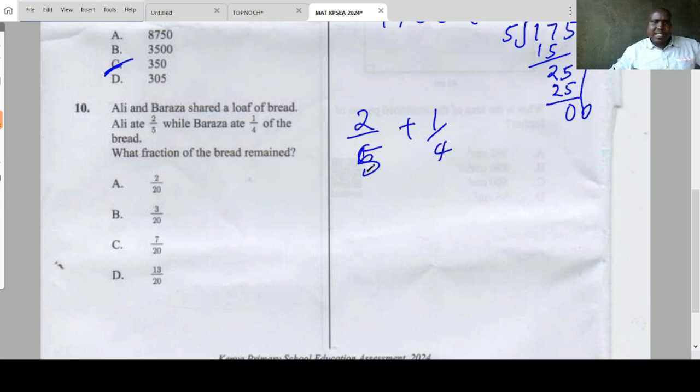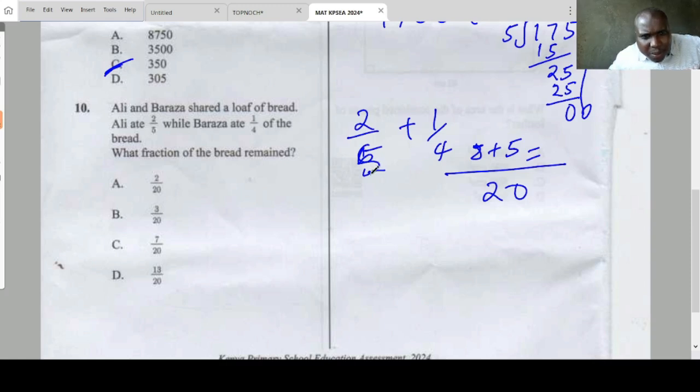So to get the remaining, let's see the total bread that was eaten by Parasa and Ali. So get the LCM. LCM is 20. 20 goes here 4 times. 4 times 2, 8. 4 goes to 20, 5 times. That is 5. So this goes here. Is this 5 or 6?